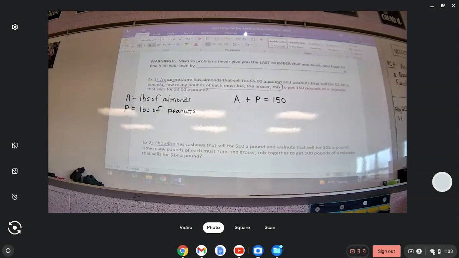So normally there's always an equation that's got nothing to do with the money. That has nothing to do with the money. It's all about the size.